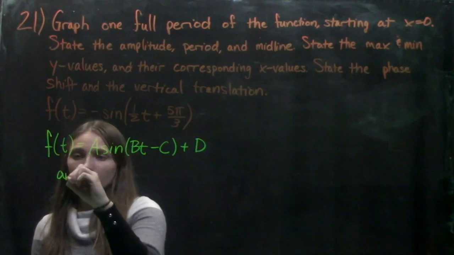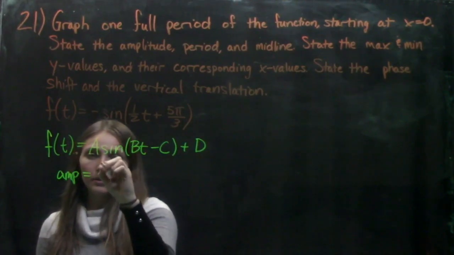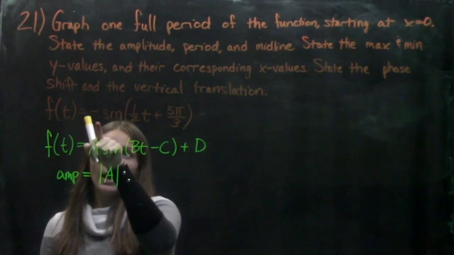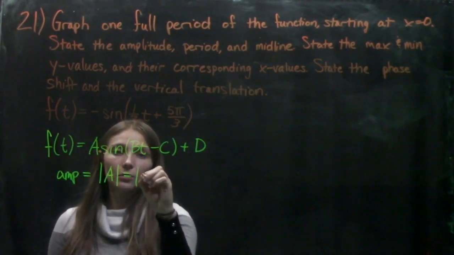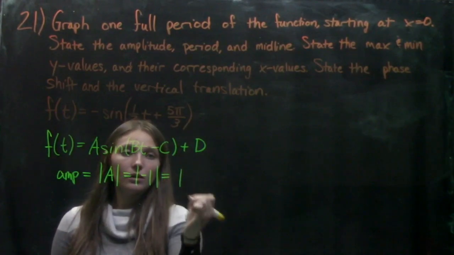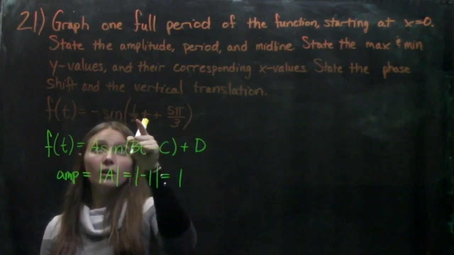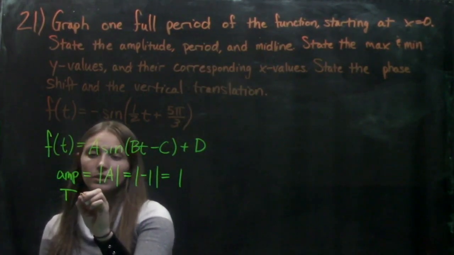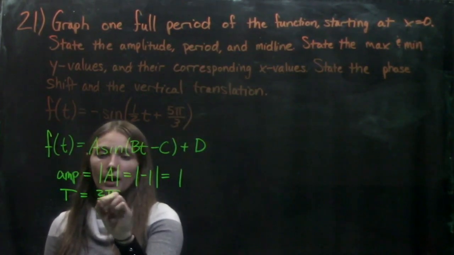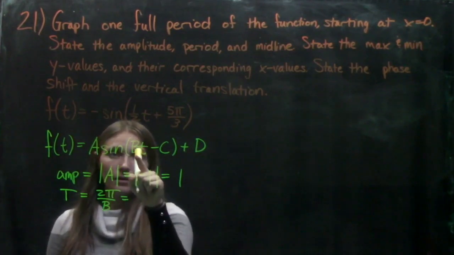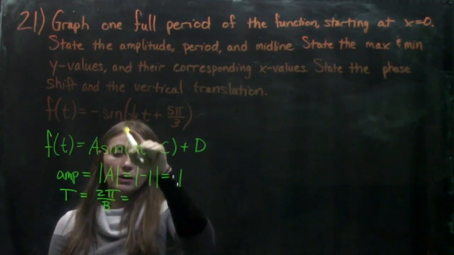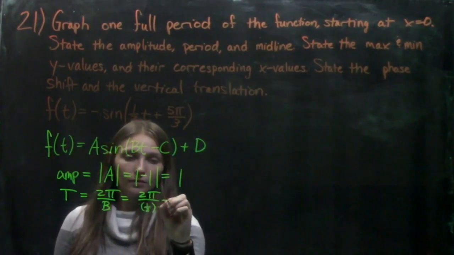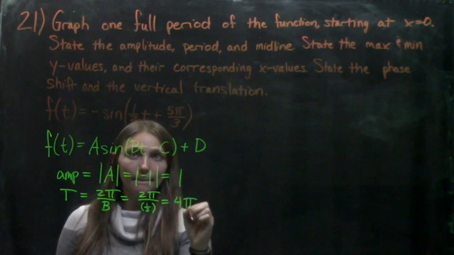So the amplitude of the function is going to be equal to the absolute value of a, which in our case here, our a is -1. So we're going to have the absolute value of -1 equals 1 for our amplitude. Next, we're going to find our period, which we're going to signify as T. So T is going to be 2 pi over b. In this case, b equals 1/2, so we're going to have 2 pi over 1/2, and that's going to be 4 pi.